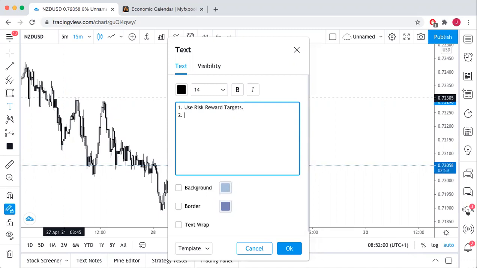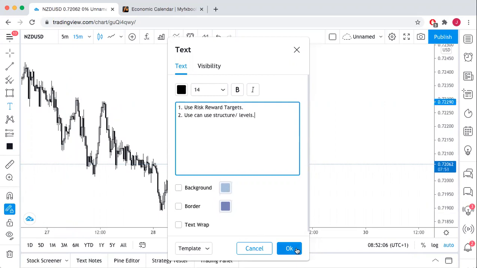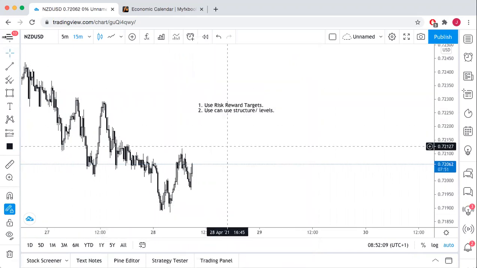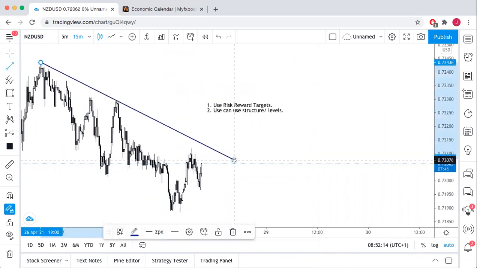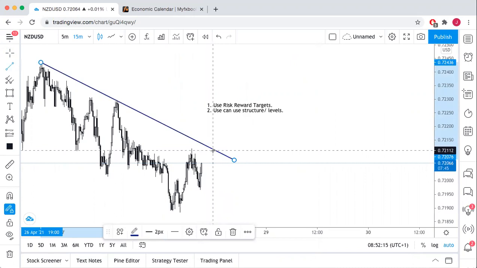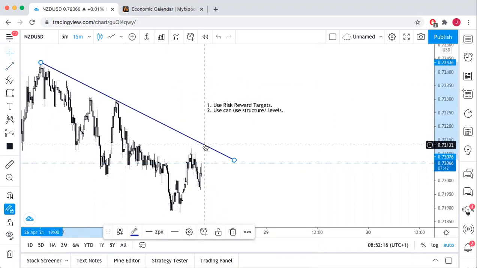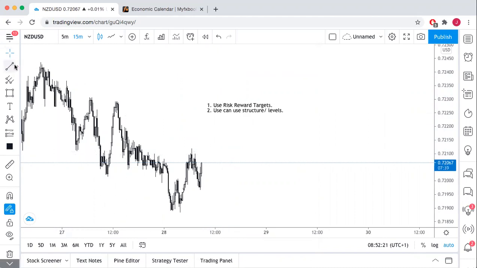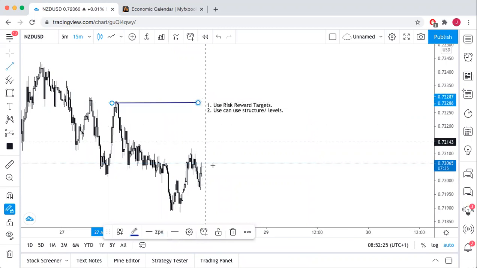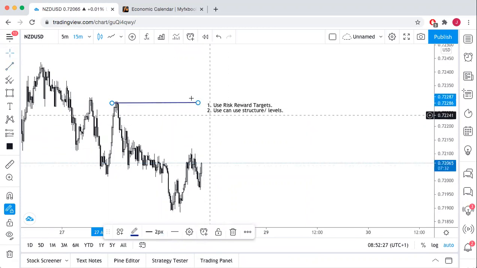Then number two is you can use structure or levels as targets. So this would be where, for example, if we see some sort of trend line here, we may aim towards this trend line as our target because we're banking on the fact that price may bounce down again from there. So we're not going to want to hold through. We could see horizontal levels. We could see we've got a major high here, so we'd aim up to this level as a target, things like that.